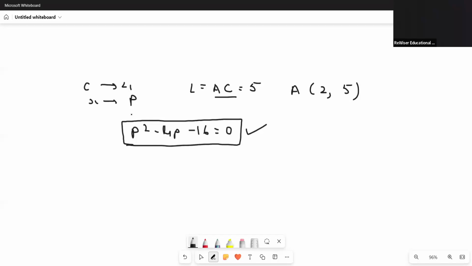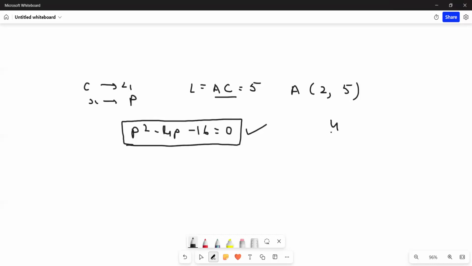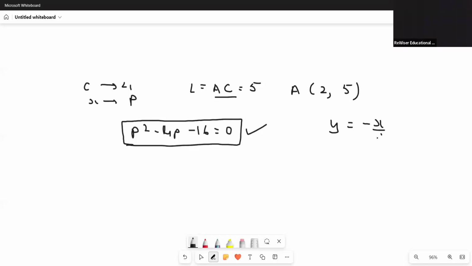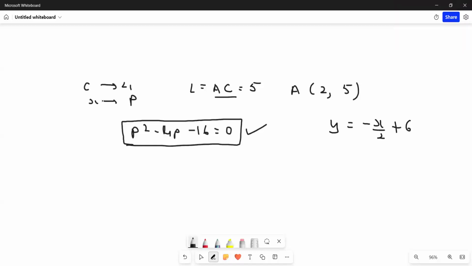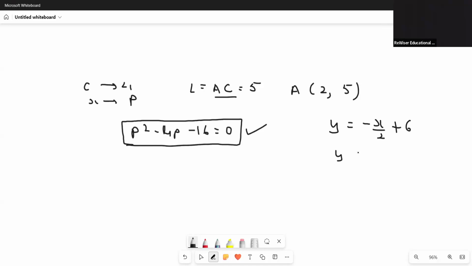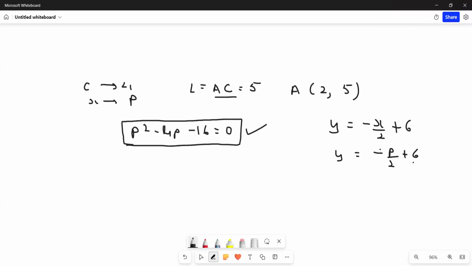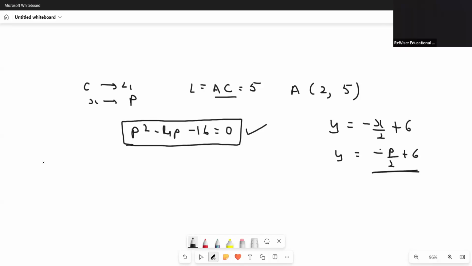How will you do that? As it lies on this line, so will we substitute and find? Yes. So put the value of x as p here, so you automatically get the y value. That's your y coordinate. So I make it easier for you. The coordinates of A is 2 comma 5. The coordinates of C is p comma 6 minus p by 2. You have to apply the distance formula, which should be equal to 5, and prove this equation.